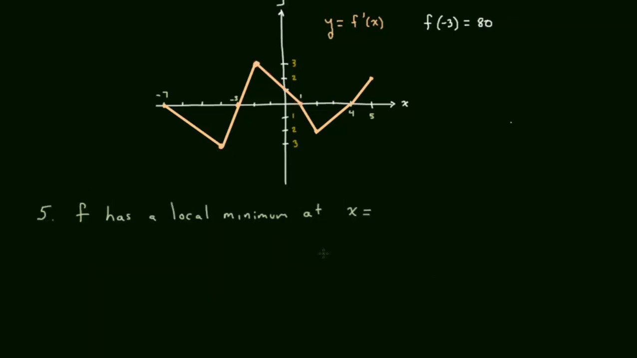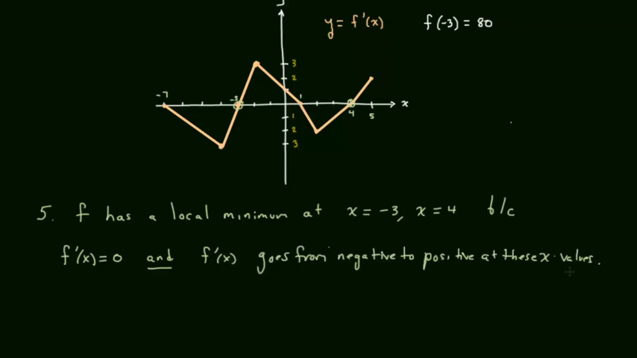Question 5, f has a local minimum at x equals, well, I'm studying the derivative graph, and if you remember, it's where the derivative goes from negative to positive. That's going to occur here, and that's also going to occur here. So at x equals -3, also x equals 4. Because, now it's really important, this is one of the parts that people miss. We want to say that f prime of x equals 0. That's the part people miss. And this is typically the part people remember. F prime of x goes from negative to positive at these x values, as seen here.